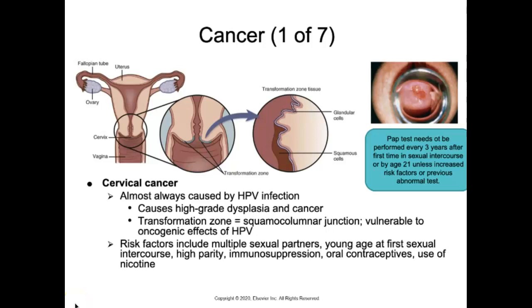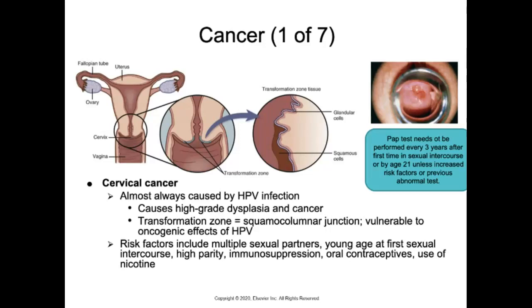So risk factors for cervical cancer include multiple sexual partners, young age at first sexual intercourse, high parity, which means they have given birth to a live neonate a number of times, immunosuppression, oral contraceptives, and use of nicotine. Now, I'm going to mention this here even though I have it on the next slide, but I kind of ran out of room for pictures.